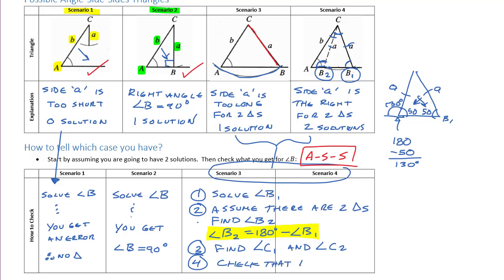Okay? So if both triangles' angles don't add to 180, well, that means we don't have two triangles. If they do, we have two triangles, okay? So we're going to check that out. I'm going to walk through all the scenarios so you can see what happens and what we would do in each scenario, okay?